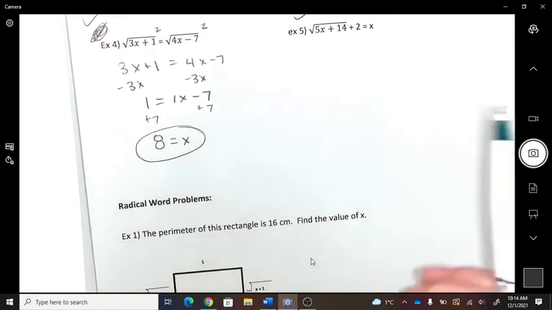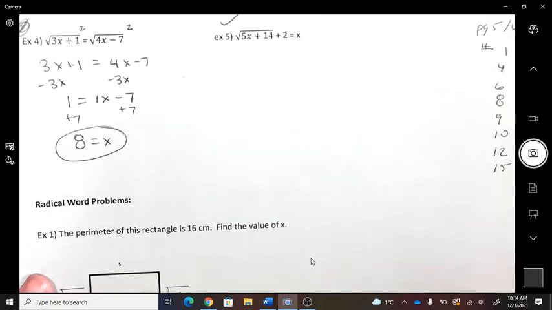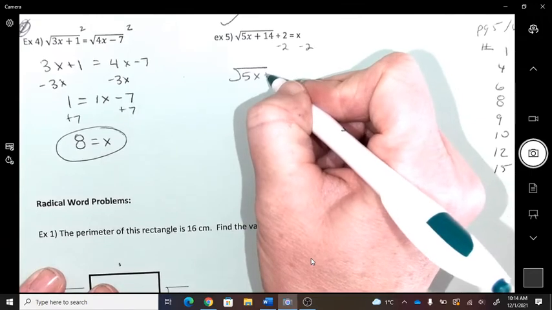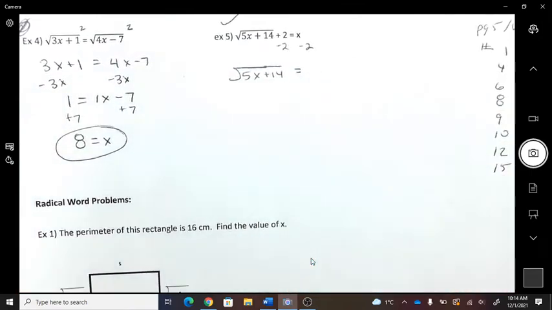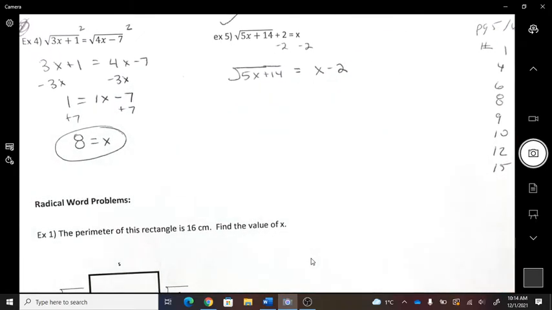Last example here. What do you want to do right away? Subtract 2. How will you write this right-hand side? It would be x subtract 2. That's it. You can't put an x and a number together, so that's how it is. Okay, now what do you think the next maneuver is? Square both sides.